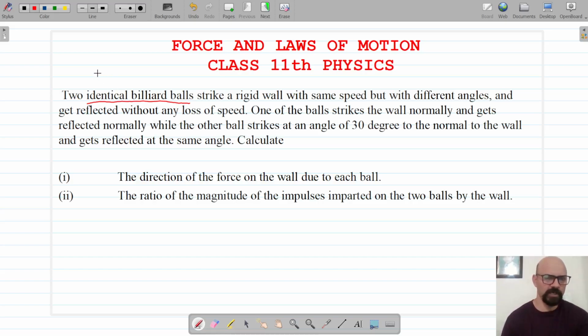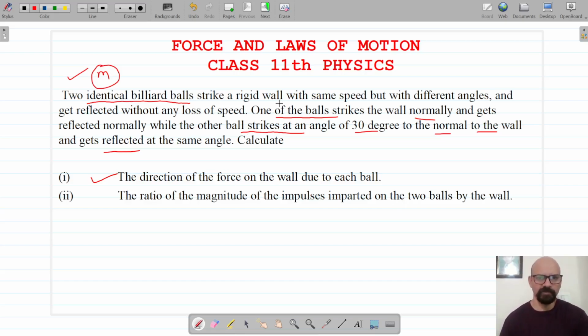These are the two identical billiard balls, meaning the mass of both of them is the same. So let's consider their mass to be m. Now it's given that one of the balls strikes the wall normally and gets reflected normally, while the other ball strikes at an angle of 30 degrees to the normal to the wall and gets reflected at the same angle. We have to calculate the direction of force on the wall due to each ball and the ratio of the magnitude of the impulses imparted on the two balls by the wall.